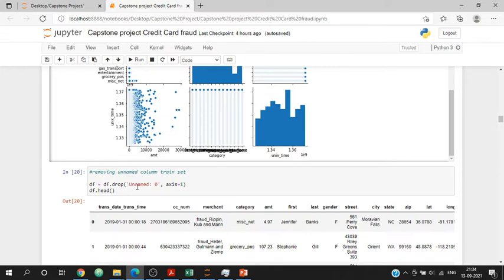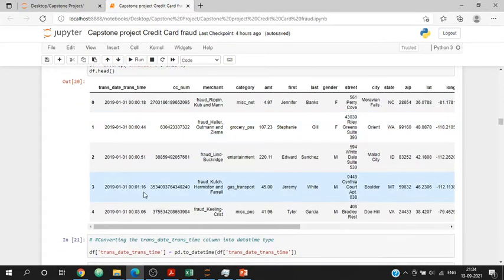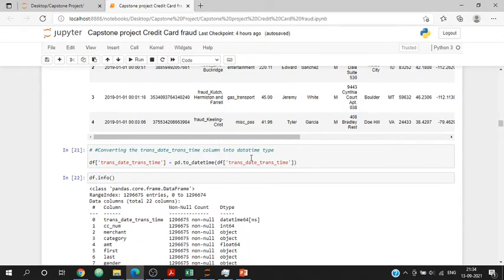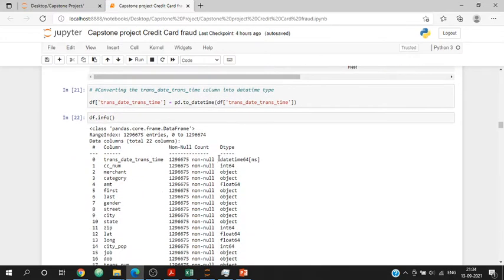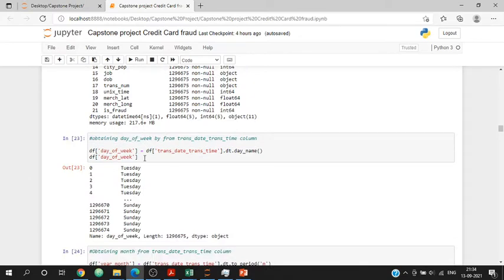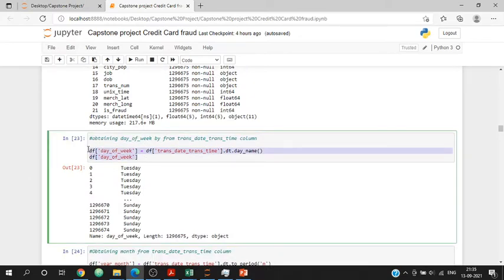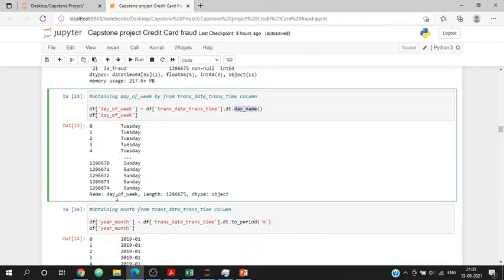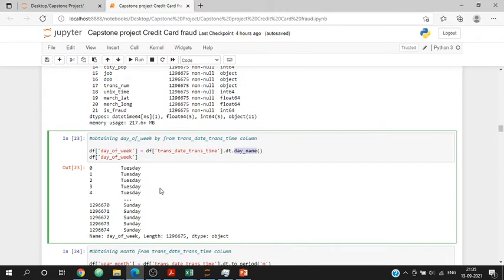I dropped the unnamed column 0, because this column is just a default column. Then I used the transaction date time. I converted it into a datetime so that I can extract the year, month, and date from that particular date value. I also used the same date value to find the day of the week, using the function called day_name. So this gives the day of the week, like on which day the transactions have happened.